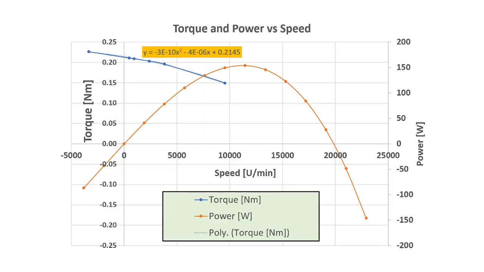I repeated this simulation several times with different parameters. So the result is given as a blue line. If the speed increases, the torque will become lower. The orange line is the resulting power. So you see that an optimum speed would be around 11,000 revolutions per minute.